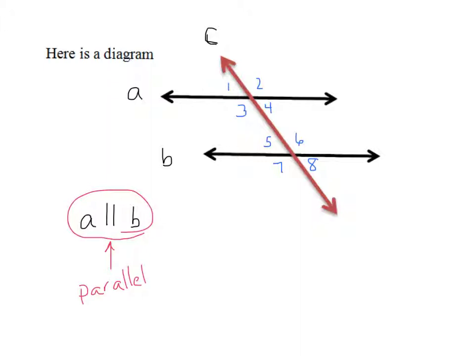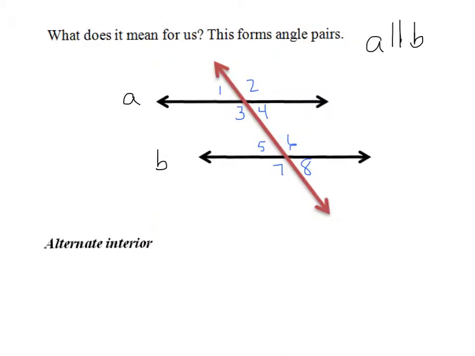And C would be our transversal. Remember, a transversal is a line that intersects two or more lines, and it's intersecting line A and B. For our angles, we would call them angle 1, angle 2, angle 3, angle 4, and so on. When we have parallel lines cut by a transversal, we form a bunch of different angle pairs. And various angles form a relationship with each other, and that's what we're going to talk about.